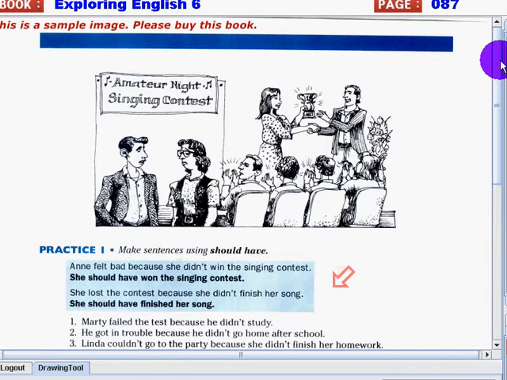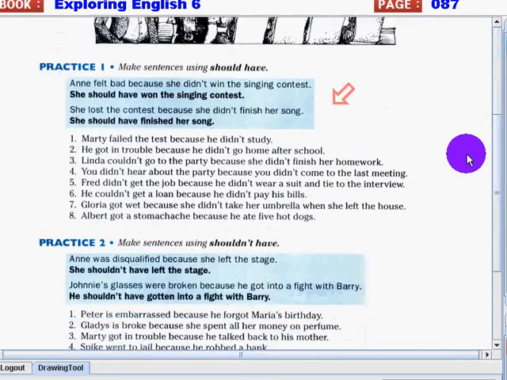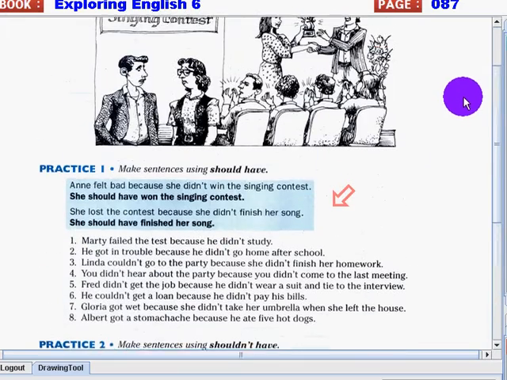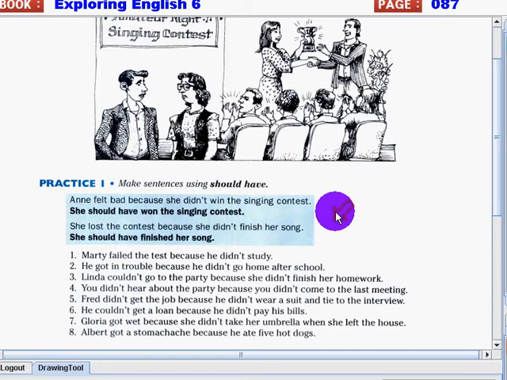We are going to start our lesson by answering the activities on this page. So we are going to start with practice number 1. Make sentences using should've. Let's read the examples first. Anne felt bad because she didn't win the singing contest. She should have won the singing contest. She lost the contest because she didn't finish her song. She should have finished her song.